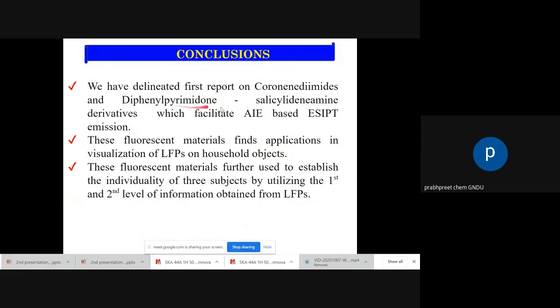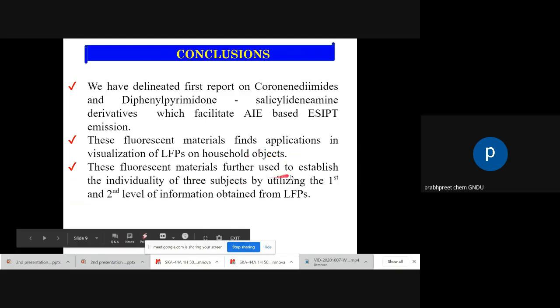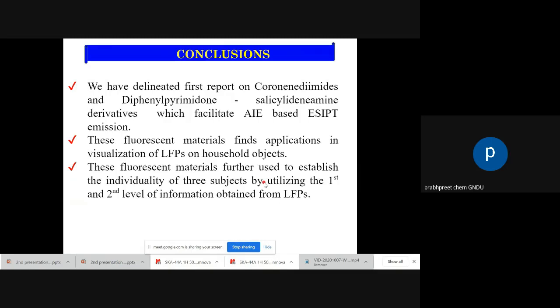So in conclusion, we can say that we have delineated the reports on coronene diamides and a diphenylpyrimidine-based derivative, and we have found the application on different substrates by using first level and second level information.